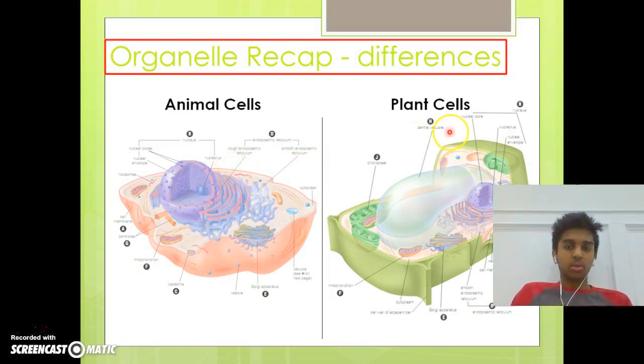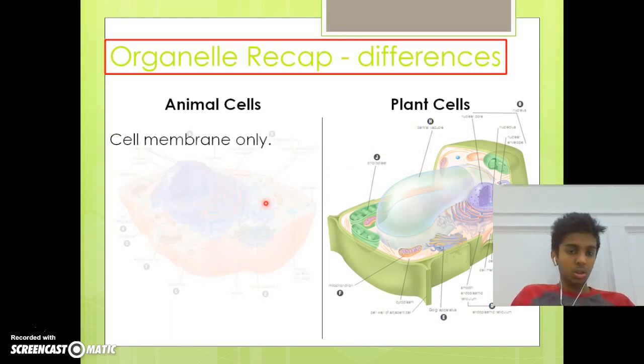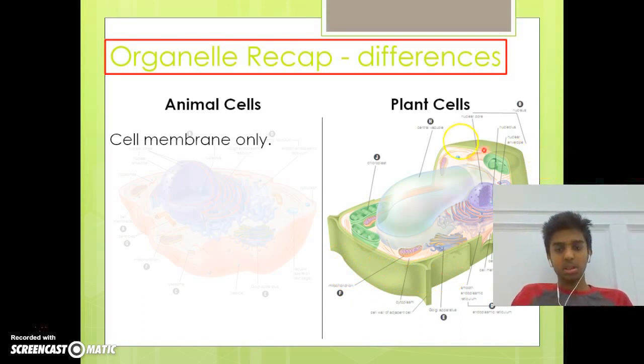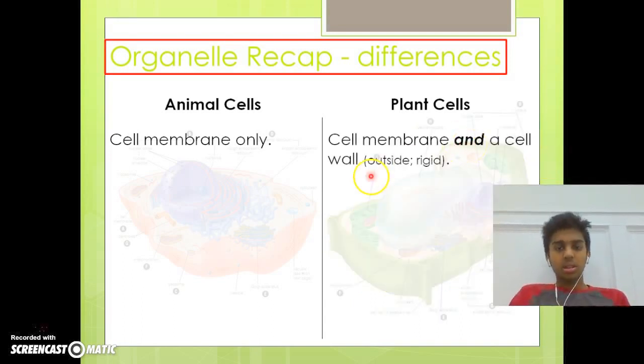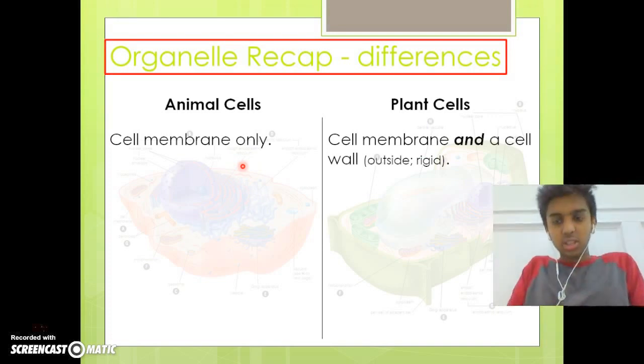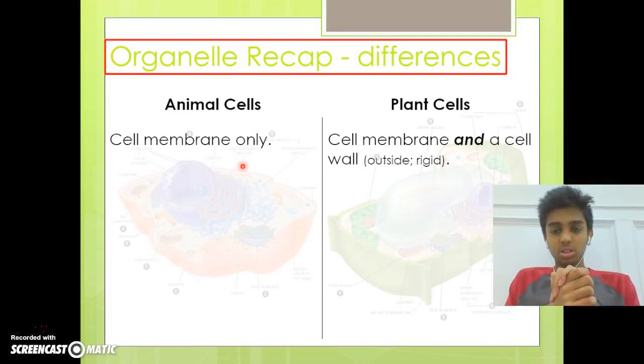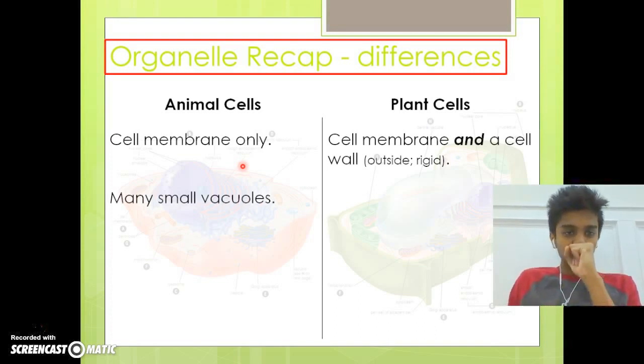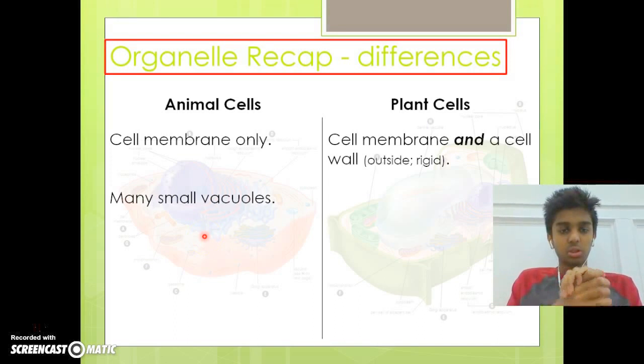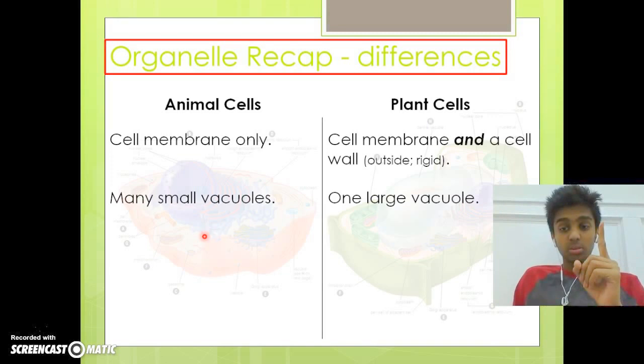What do animal cells have that plant cells don't have? Easy. Animal cells have a cell membrane only, whereas a plant cell has this big boy cell wall. See, it has a cell membrane and a cell wall that's rigid on the outside because we have a skeleton, so we don't need a cell wall, whereas plant cells actually need a cell wall to support themselves, structural support. They have many small vacuoles for the storage of food and other necessary nutrients, whereas the plant cell has one large vacuole. Once again, the one large big boy.